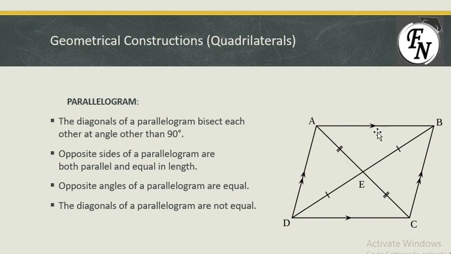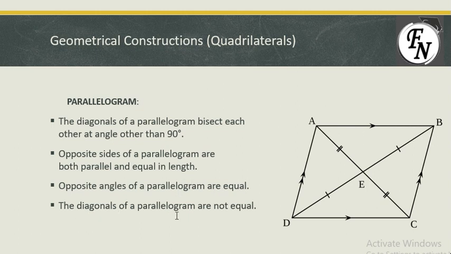Opposite sides of a parallelogram are both parallel and equal in length, that means they both are parallel and equal. Opposite angles of a parallelogram are equal. So this is a very important point, that opposite angles of a parallelogram are equal. That means this angle A and this angle C are equal when we measure it with the protractor, and this angle D and this angle B are equal in the measurement.